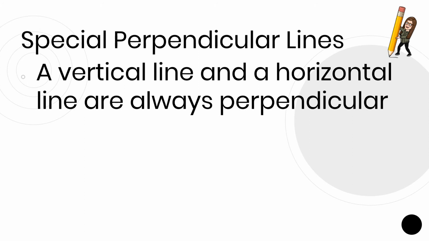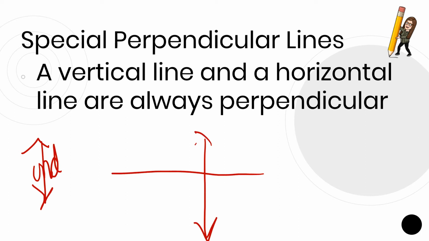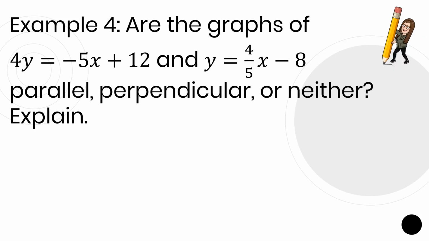Now, we do have to address vertical lines, because vertical lines don't have a slope, they're undefined. So we need a special rule just to clarify that a vertical line and a horizontal line are always perpendicular, meaning we don't have to compare their slopes, they just always are. Let's take a look at this one.